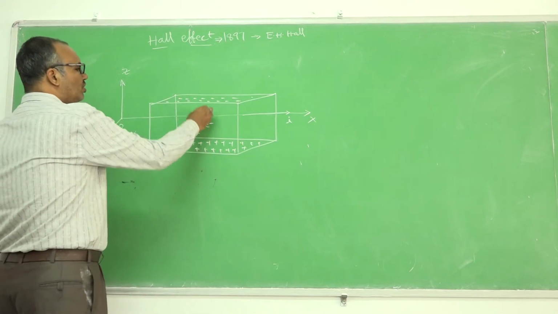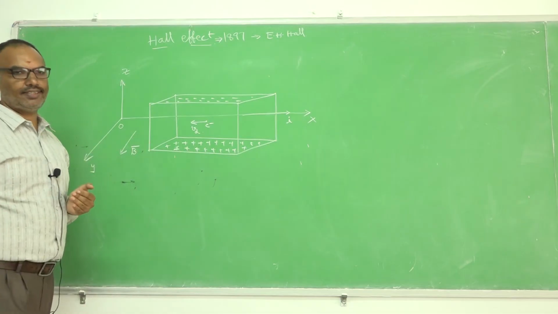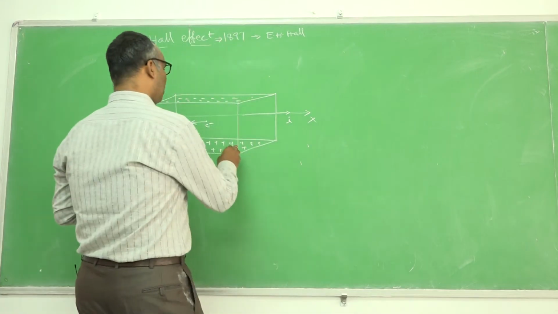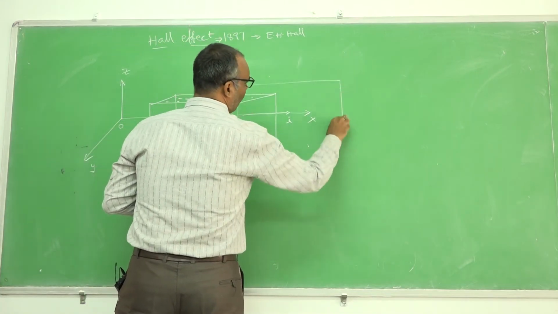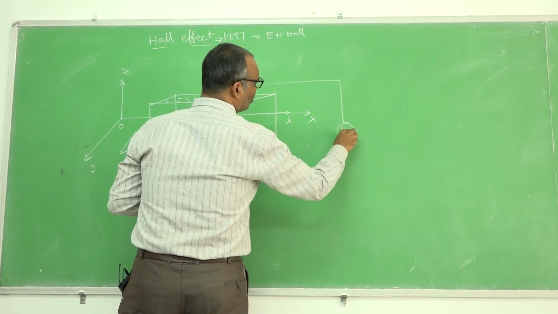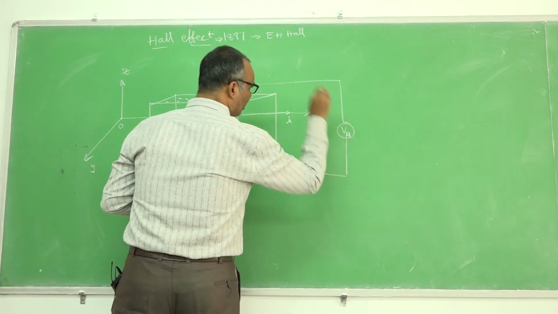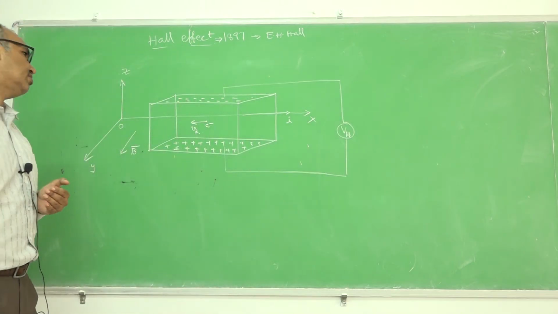Positive potential and negative potential are developed on the other set of faces. This effect is called the Hall effect, and the potential difference between these two surfaces is called the Hall potential difference. If you attach a voltmeter here, the reading of the voltmeter is the Hall voltage or Hall potential difference.